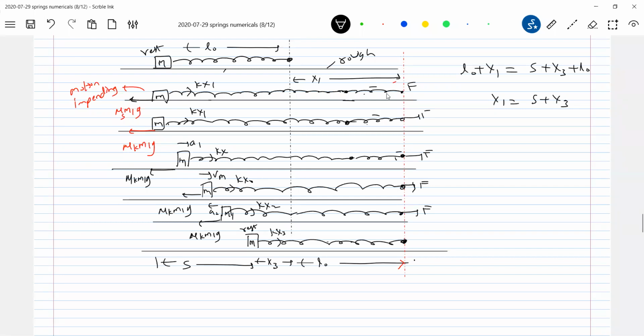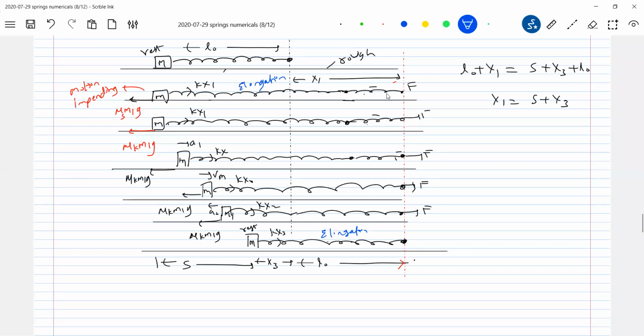Okay, now can you write any equations here? It's all about looking at the diagram. So initially, this is the elongation. This is the elongation. What is the state of the spring? I'll write it here. This is the elongation. And what is here? Here also, elongation.